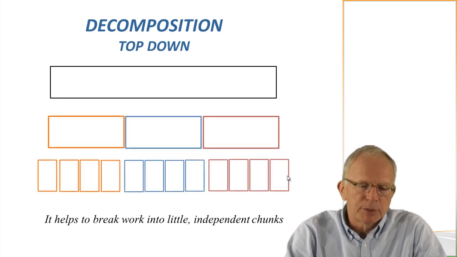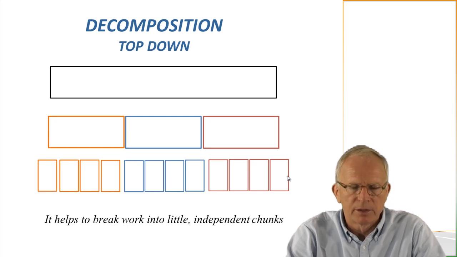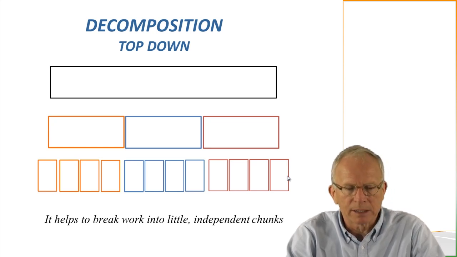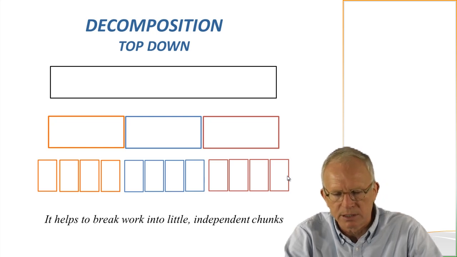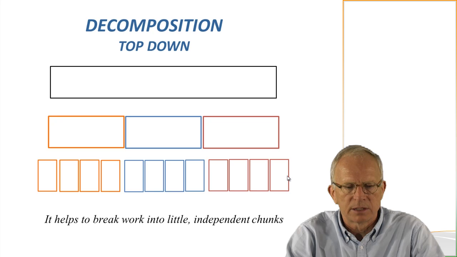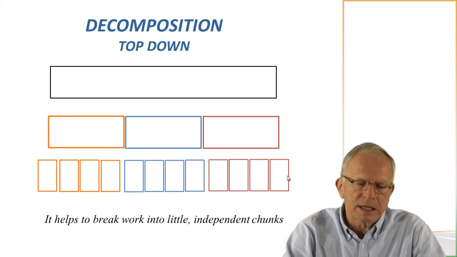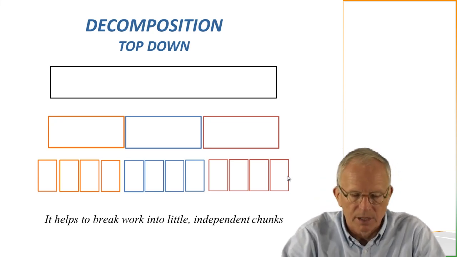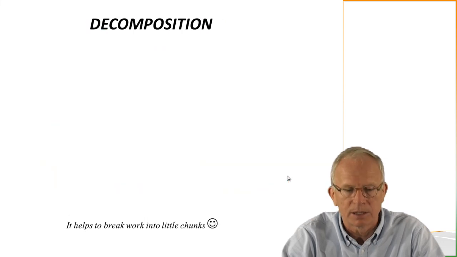The design and the decomposition is top-down. We start with the general, the broadest, most abstract needs, and then break it down into little workable chunks. And you can see that the way we're intended to do that is so that we're taking the upper level and just slicing this into smaller and smaller pieces, not adding anything and not losing anything. So this is key to a good decomposition. It helps to break work into little independent chunks.